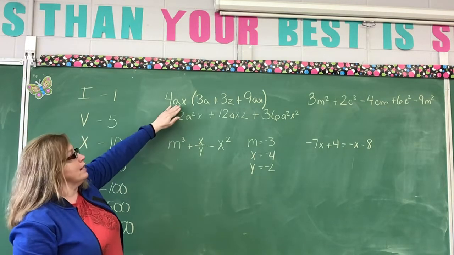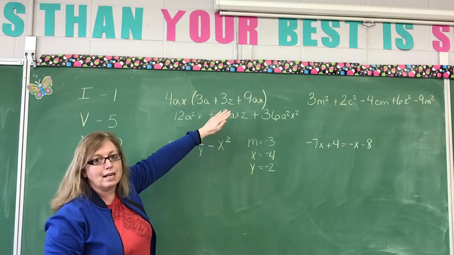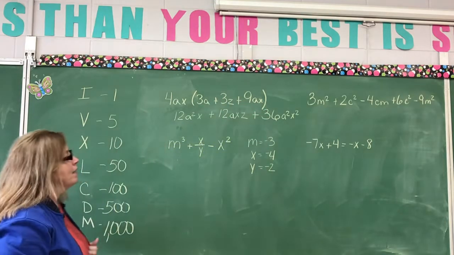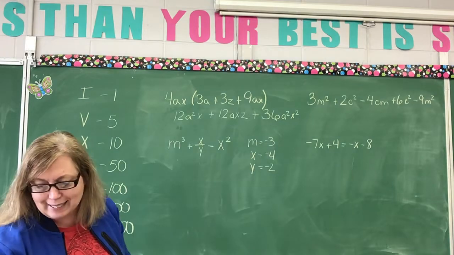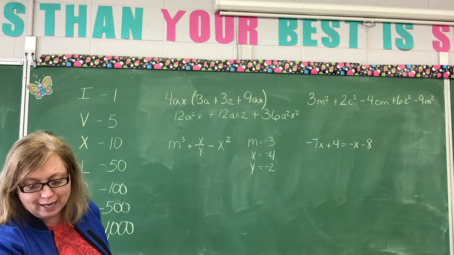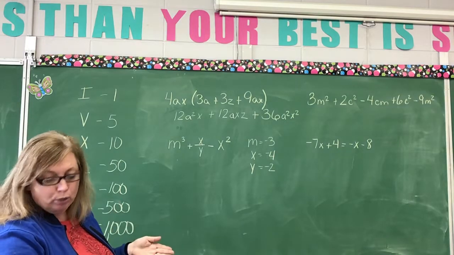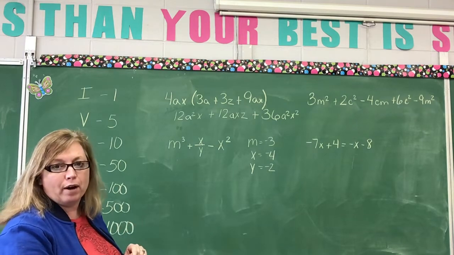Okay? All we did is take this term, multiply it by this one. Then we multiply it by the second term, and go back to our original number, multiply it by the last term. Let's look at this next problem. I believe it is number 19 in your book. Number 19. It is m cubed plus x divided by y minus x squared.